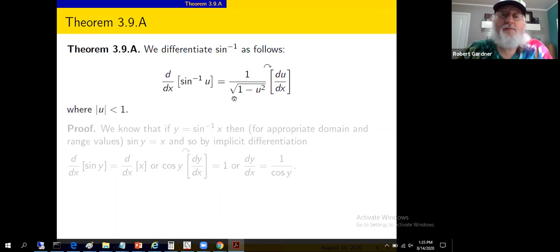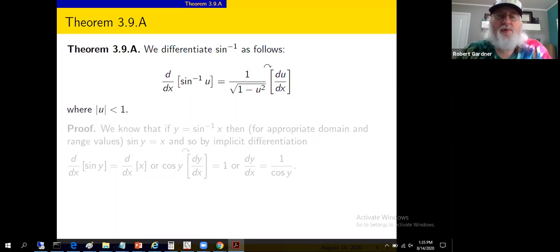Claim is, if we differentiate sine inverse of u, we get 1 over square root of 1 minus u squared times du dx, provided the absolute value of u is less than 1. Yeah, sine inverse function has a domain of -1 to 1, so the stuff that goes in has to be between -1 and 1. They've eliminated -1 and 1 as input. That's because of this square root of 1 minus u squared in the denominator. So we lose 1 or -1. We'd get division by 0, and we can't divide by 0.